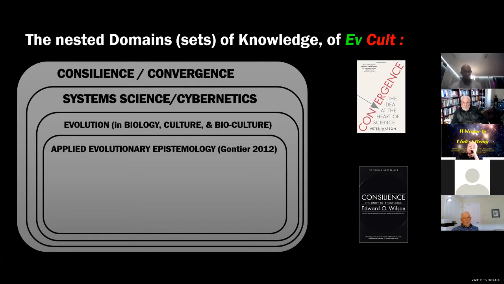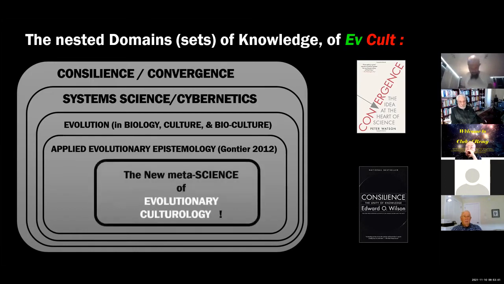And in a nutshell, it asks, what are the units, levels, and mechanisms of evolution in biology and in culture? So which ones are the same? Which ones are different? How does systems theory and cybernetics illuminate all this? Within that, the science of evolutionary culturology emerges. And on the right there, those are just the years of publication of those two great books.